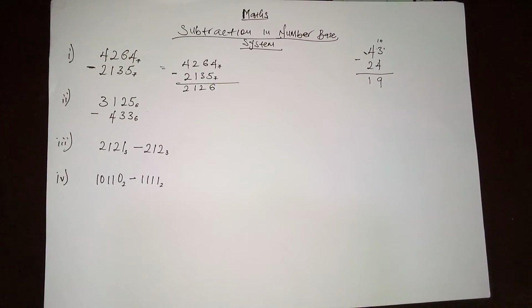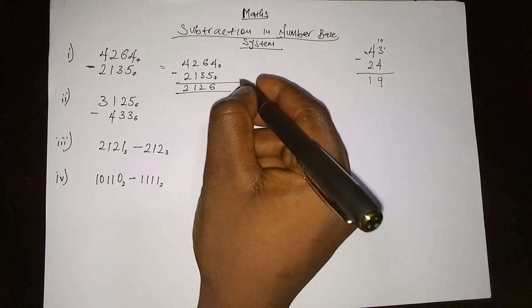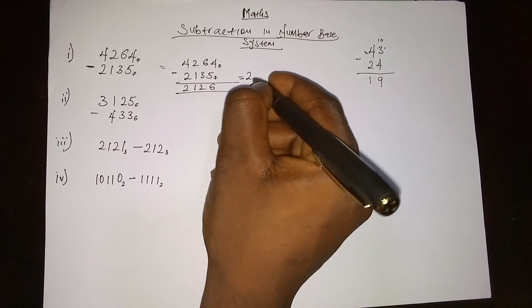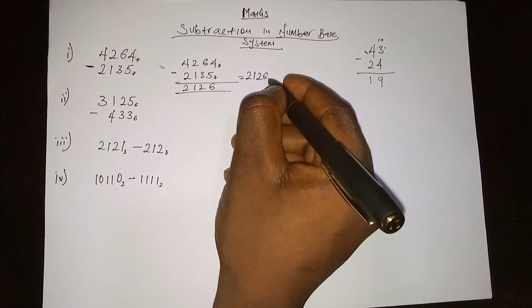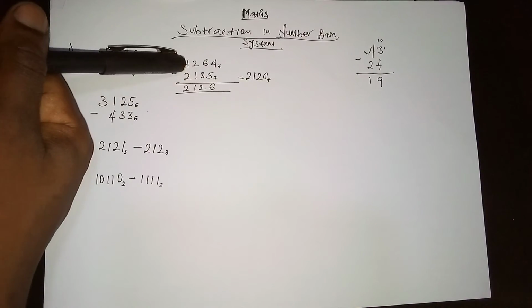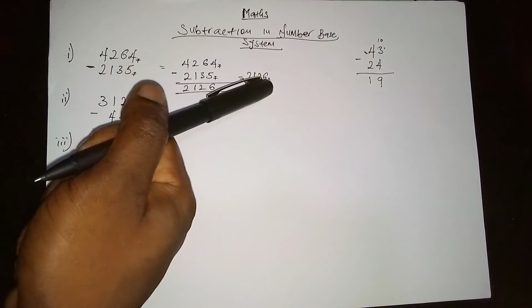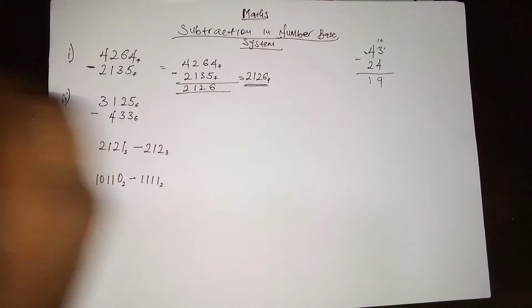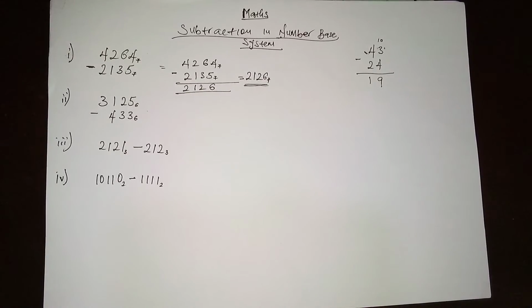So what I have here is 2126 in base 7. So if I subtract this from this, this will be my result in base 7, right? Now I want us to take note.